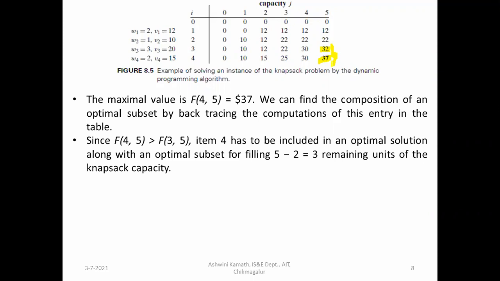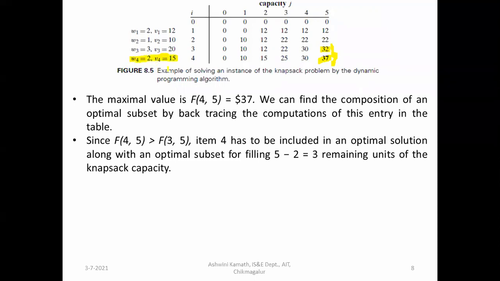If these two values are equal, don't include the 4th item in the knapsack. Since these two values are not equal, the value of 4 comma 5 is greater than the value of 3 comma 5, right? 37 is greater than 32. So item 4 is included in the knapsack.